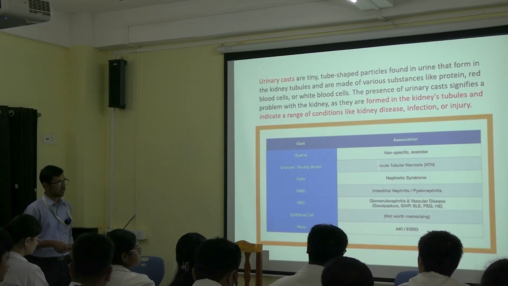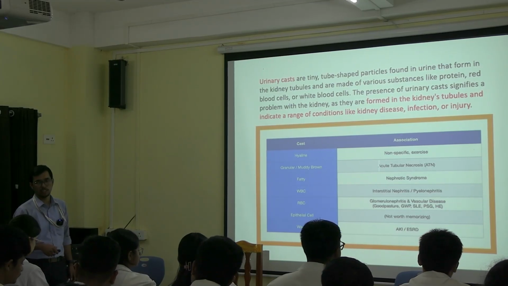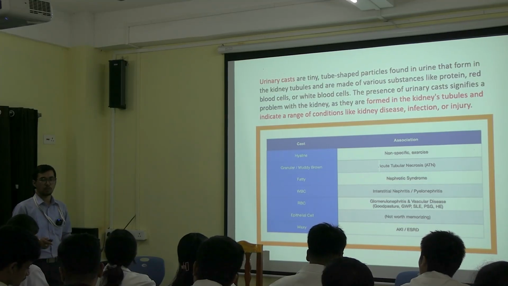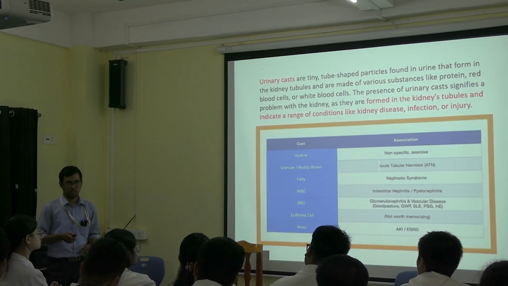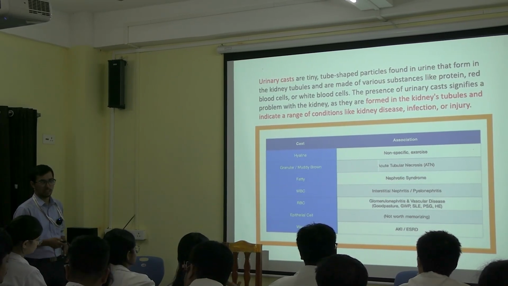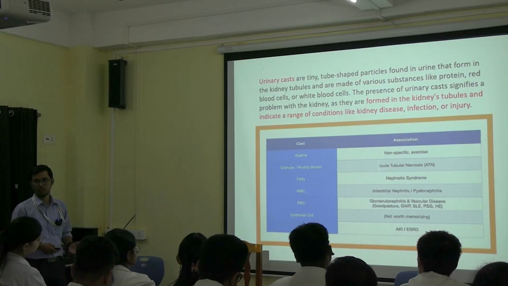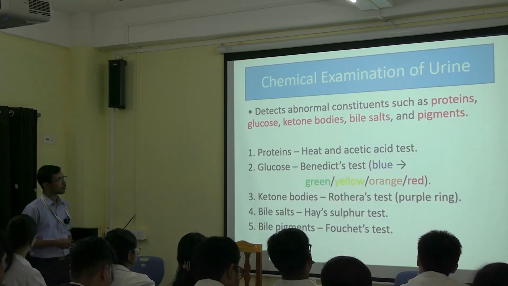Then there is waxy cast. Waxy cast can be found in acute kidney injury and end-stage renal diseases. If there is uncontrolled diabetes for a huge amount of time, then it will go to chronic kidney disease. After chronic kidney disease, the kidney gets destroyed. Then we can call it end-stage renal disease, after which, if the kidney gets damaged, we use dialysis.